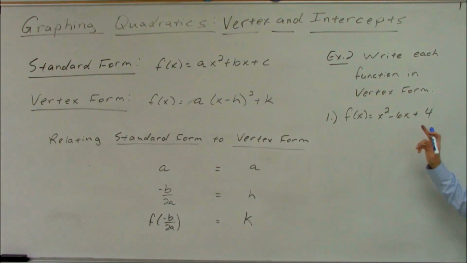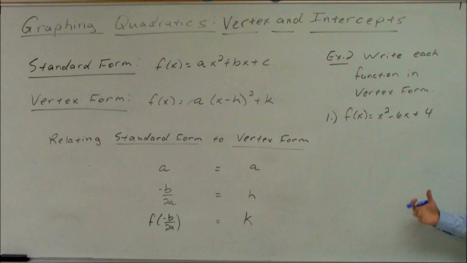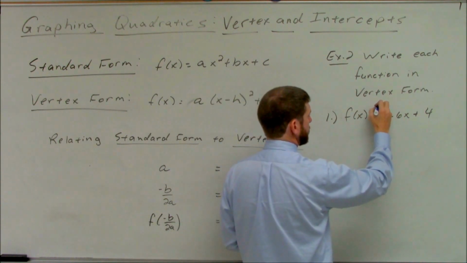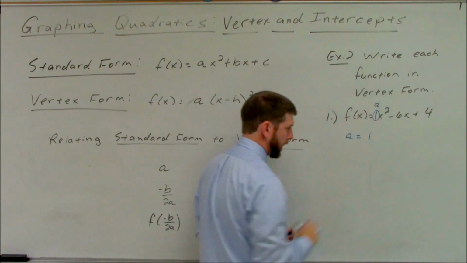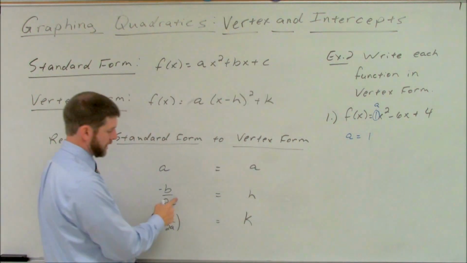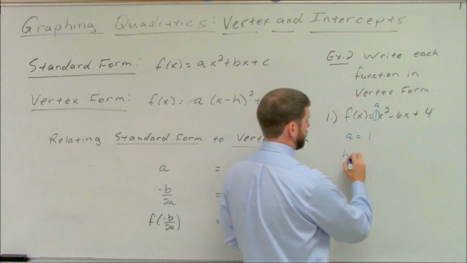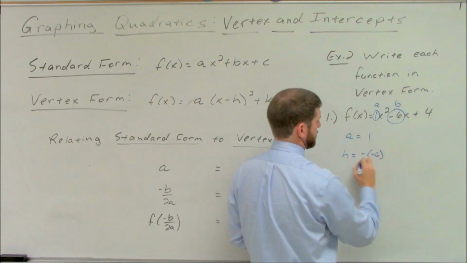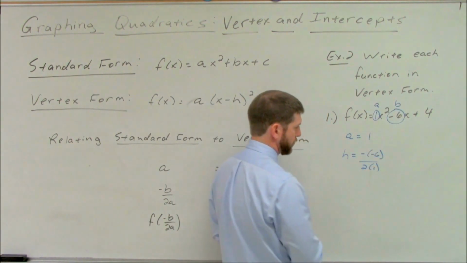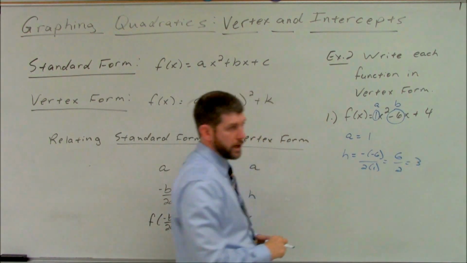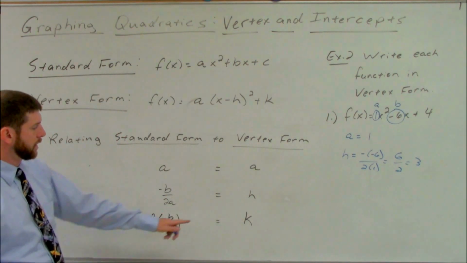So if I have a function such as this one, f of x equals x squared minus 6x plus 4, and we want to write that into vertex form, all I really need is a, h, and k. Well, a is already taken care of. A is this lead coefficient of 1. So a is equal to 1. That part's done. We need to figure out what h and k are. Well, h is the x coordinate, negative b over 2a. So h is negative b, there's my b, so negative 6 over 2 times a is 1. So 6 over 2 equals 3, so h is 3.